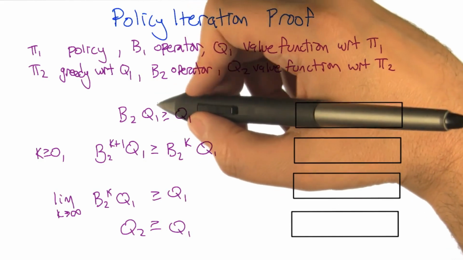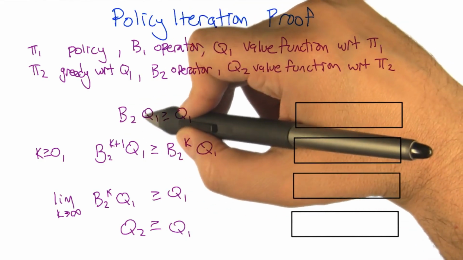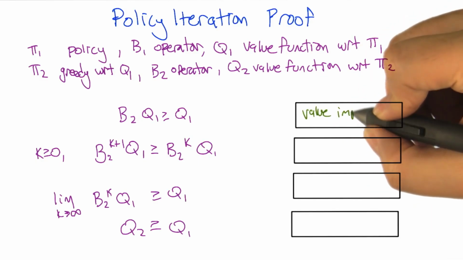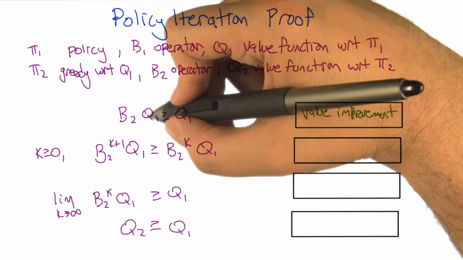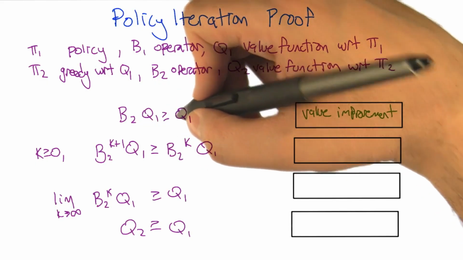The first statement that we need to make this proof go is that B2, the operator B2 applied to Q1, dominates Q1. Right, which you just proved like a slide ago, right? Right, and what did we call that? Value improvement. Good. Yeah, the fact that we're using the greedy policy with respect to Q1, one step of update with respect to that gets us a possibly better value function.